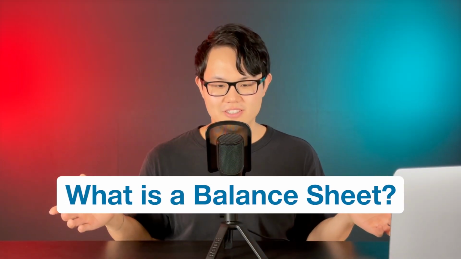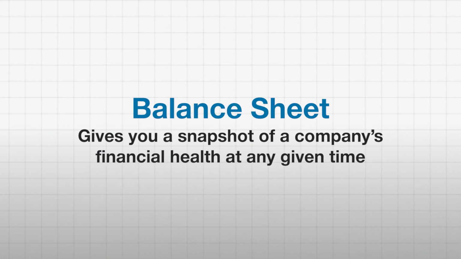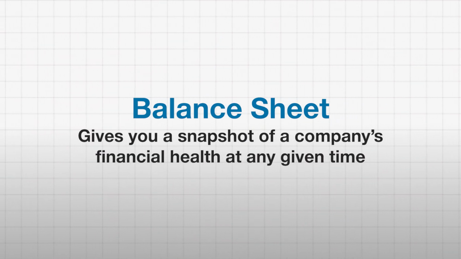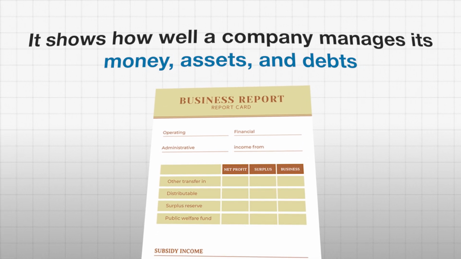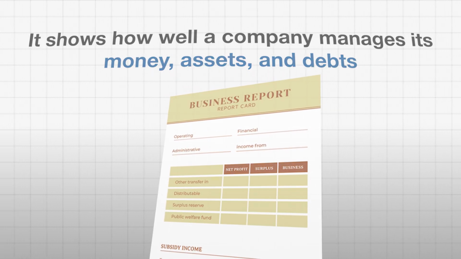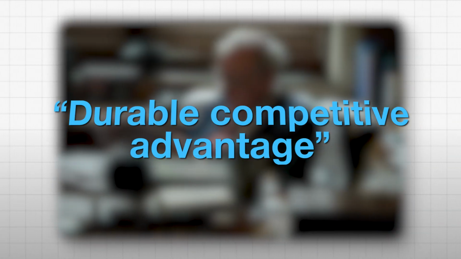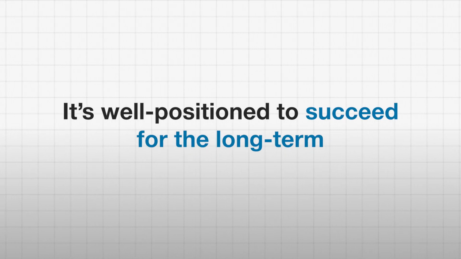So what is a balance sheet and why does it matter? The balance sheet gives you a snapshot of a company's financial health at any given time. Think of it like a report card for a business. It shows how well a company manages its money, assets, and debts. Buffett looks at the balance sheet to figure out if a company has a durable competitive advantage, meaning it's well positioned to succeed for the long term.